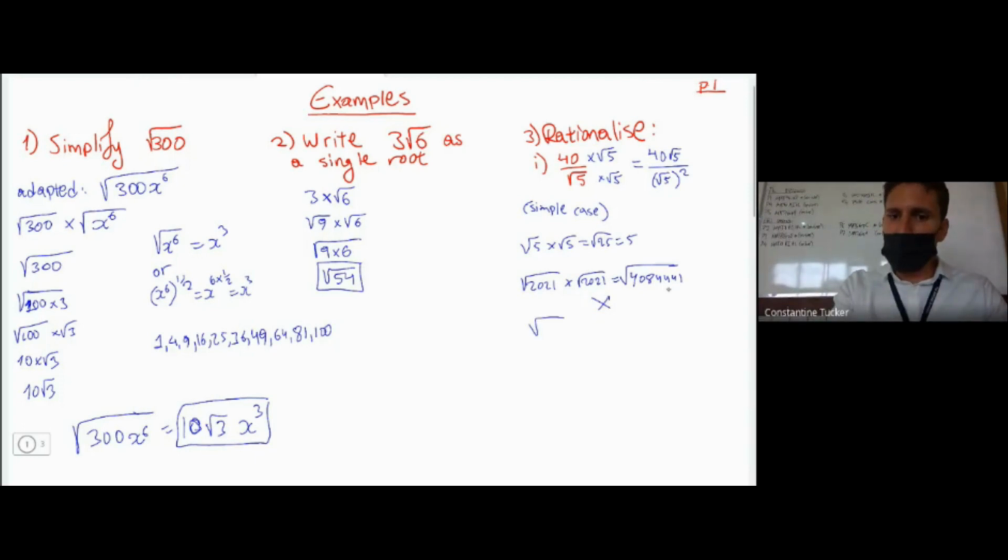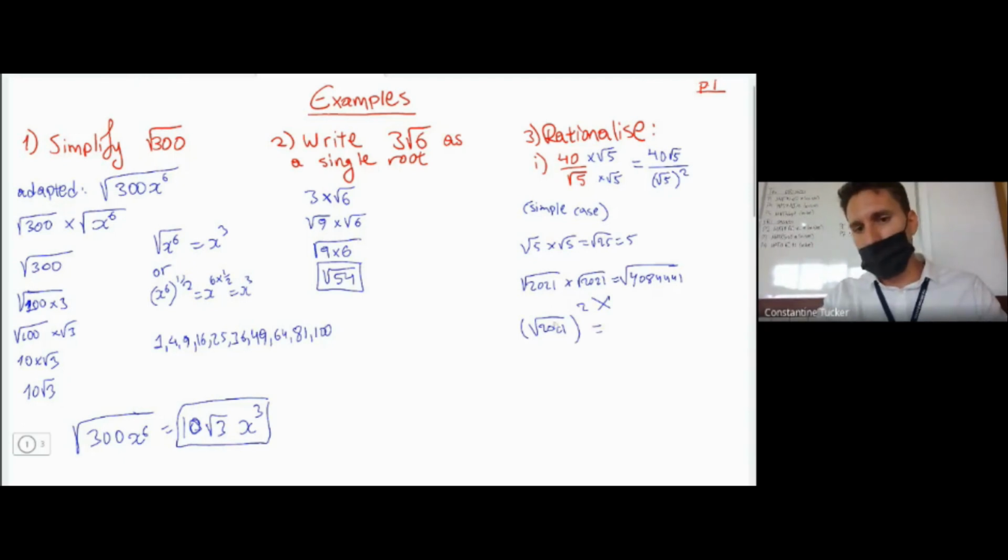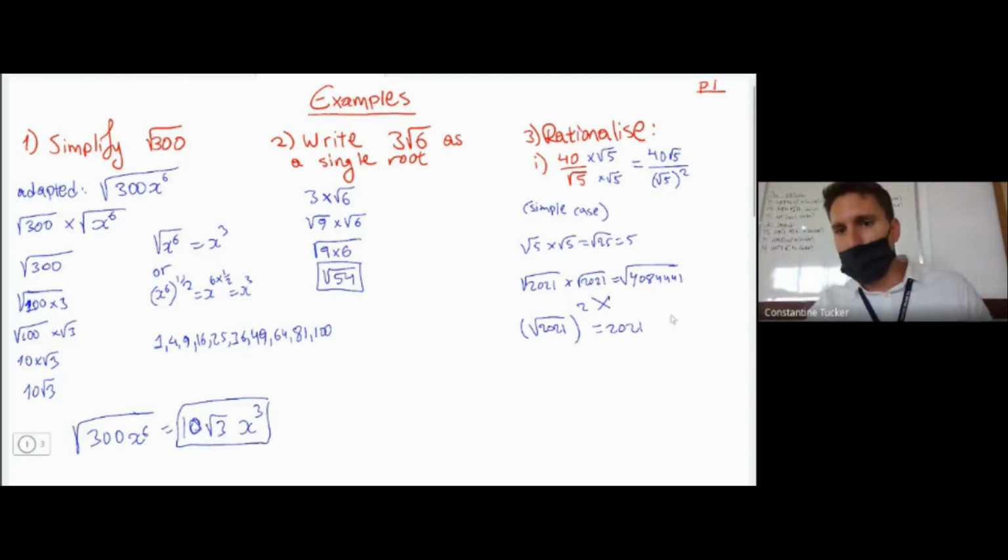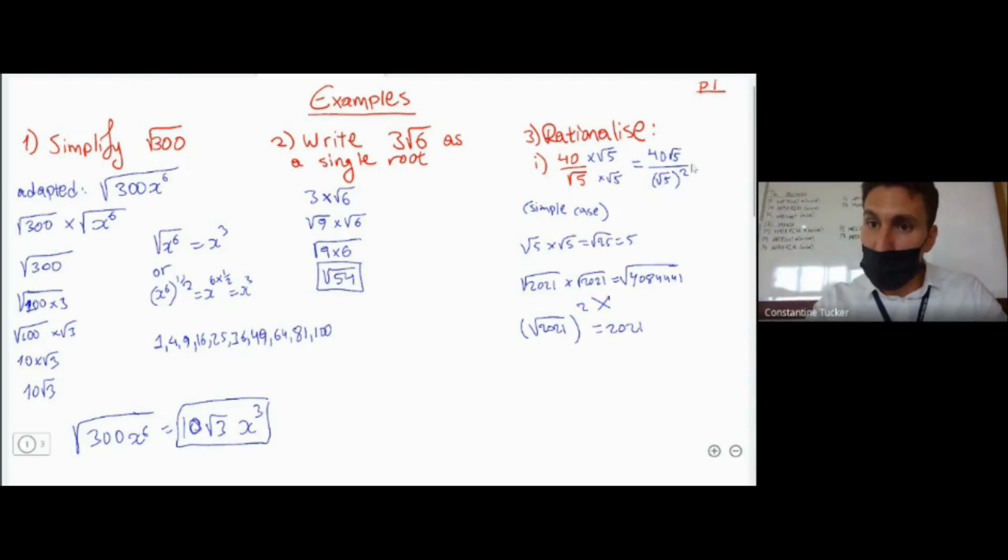It would be better to think that it's the square root of 2021 squared, which then you know the root and the square simplify, they cancel each other out, so you get 2021. So where am I getting with this? I'm getting to this. When you multiply the denominator by the root, you just simply get rid of the root and you're left with the thing which was under the root. So in this case, you're left with just 5 in the denominator.